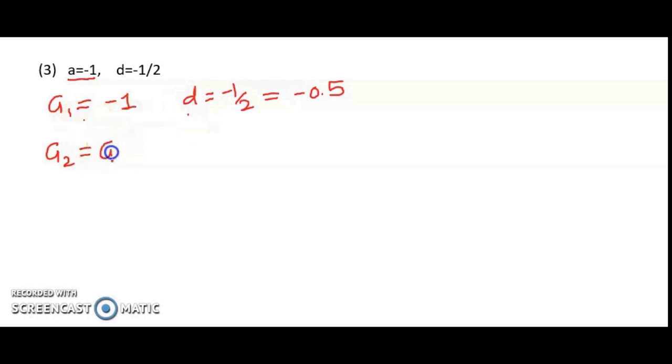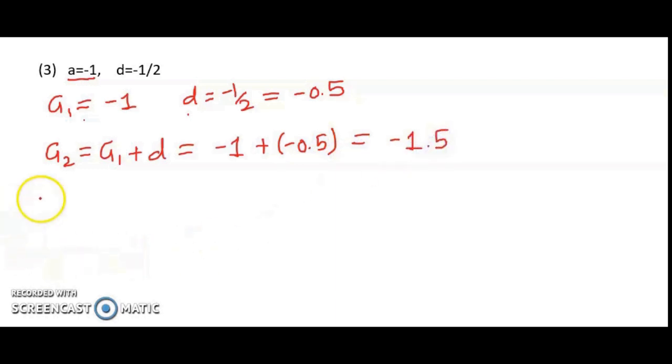Here we want to find the first 4 terms of the arithmetic progression. You can see the first term is already given. It is a1, equal to minus 1, and the common difference is minus 1 by 2, or you can say minus 0.5. Now if you want to find the second term, we will add the common difference to the first term, a1 plus d. So the first term is minus 1 and the common difference is minus 0.5. So we will get the second term, minus 1.5.